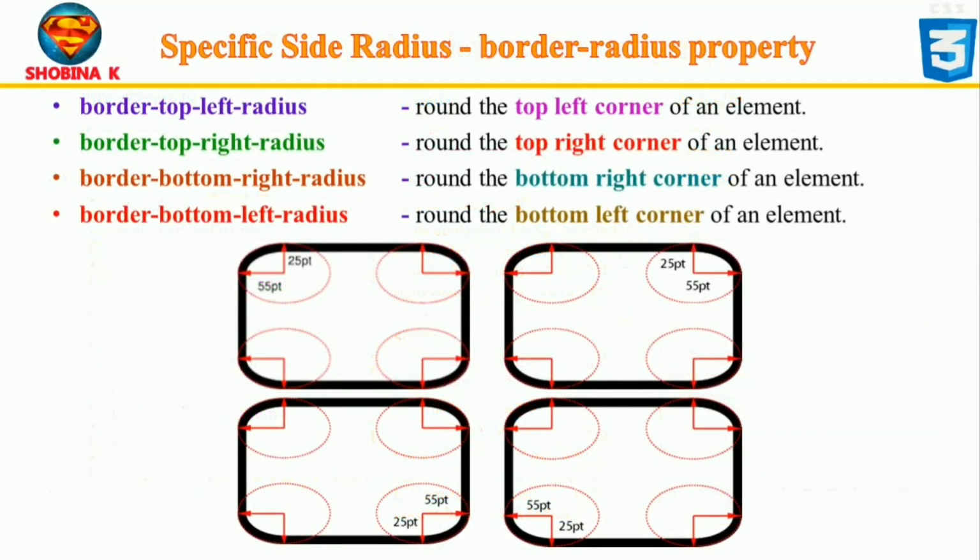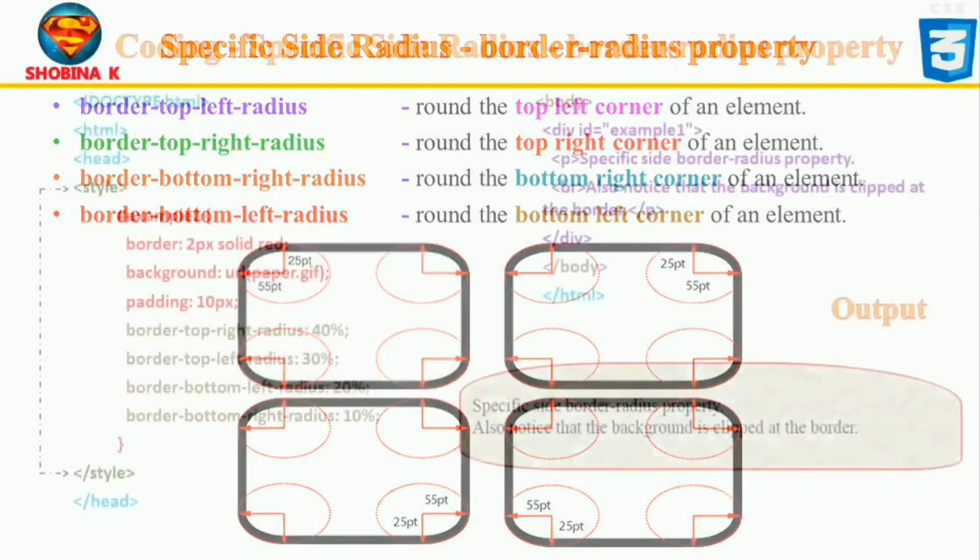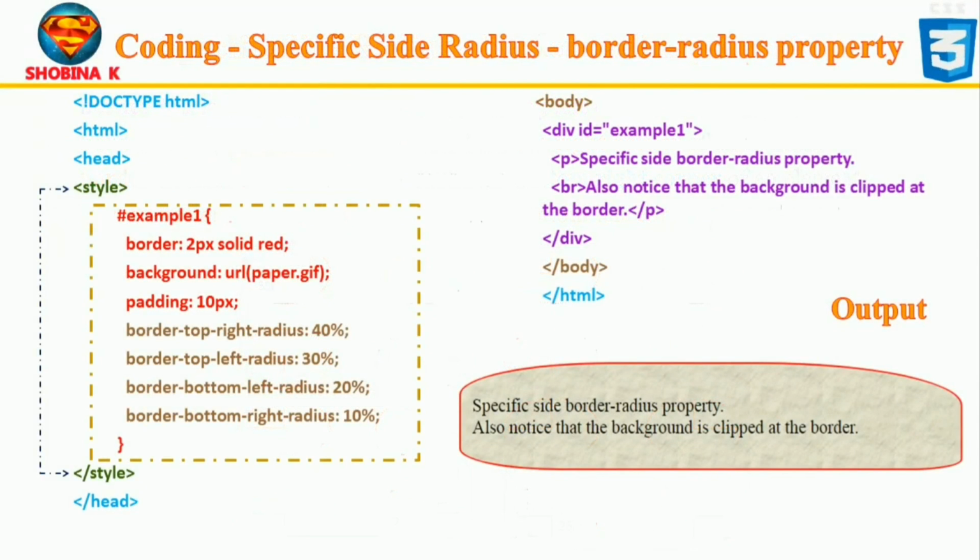You can define the border radius for each side with border-top-left-radius, border-top-right-radius, border-bottom-right-radius and border-bottom-left-radius. This shorthand adds a consistent border to each corner of your box. So you can specify each corner radius in this shorthand. In this example, we have given different radii for the specific sides.